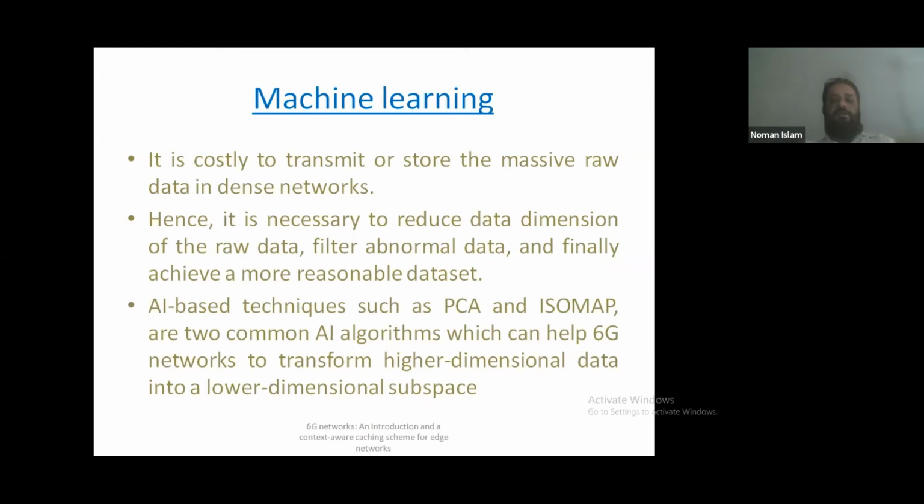Then at the edge, we have a huge distributed computing machinery available that can be used for performing a number of tasks, such as machine learning. Dimensionality reduction can be performed to minimize the amount of the data to be transferred over the network. Obviously, using machine learning based dimensionality reduction techniques, we can reduce the dimension of the data, and that reduced data can be transmitted over the network.